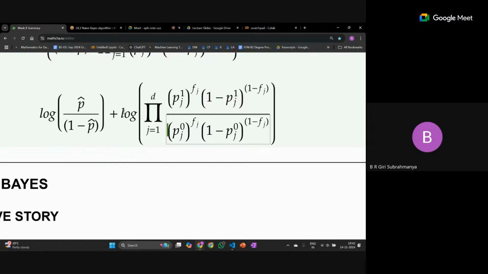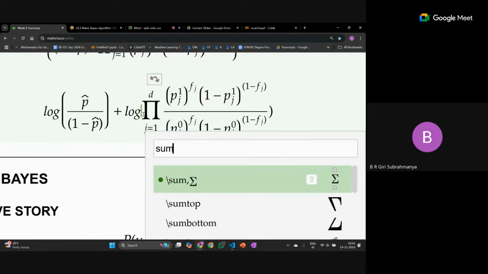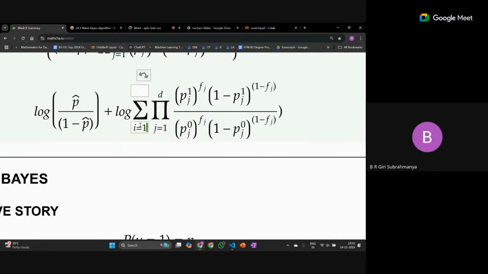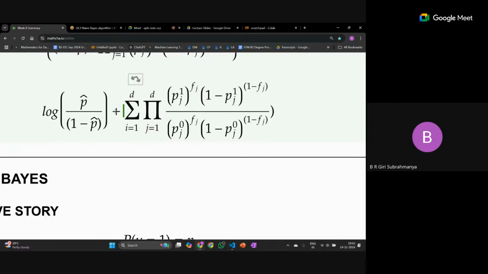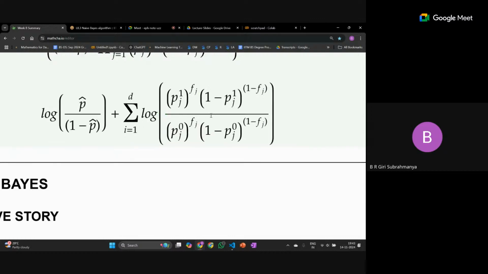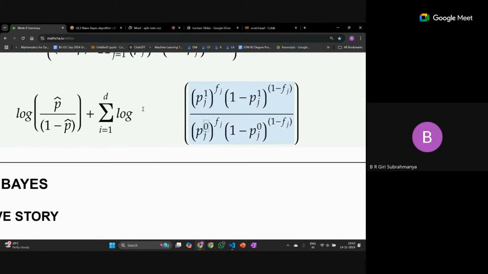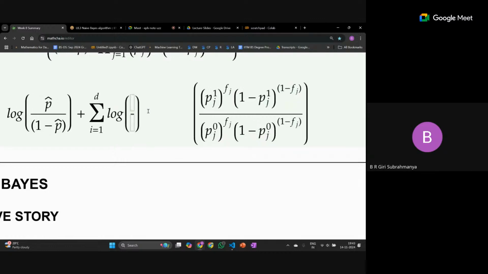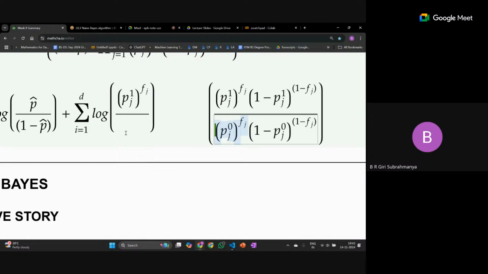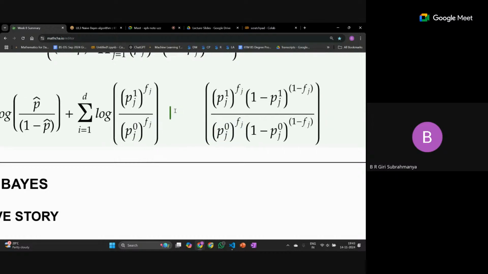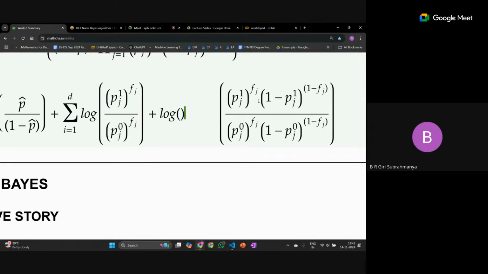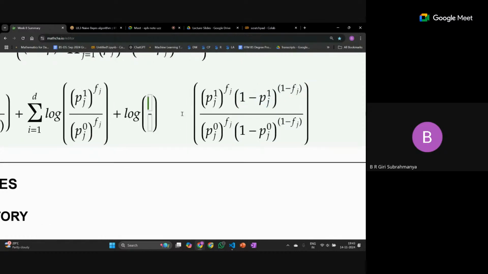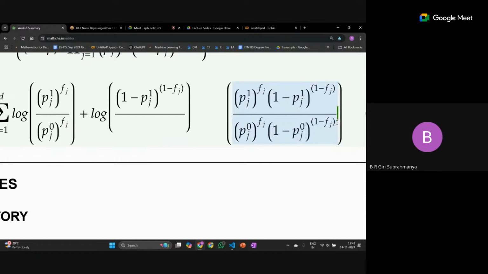Now these are all products, and the log of this will make it a sum. So the sum from i equals 1 to D, let the log go inside. When the log goes inside, the product will become sums. So we can write the same thing as, now this one will come here, and one will come in the denominator. So this plus, once again log, now you will have this one in the numerator and this one in the denominator. Now we can get rid of this. Clear?